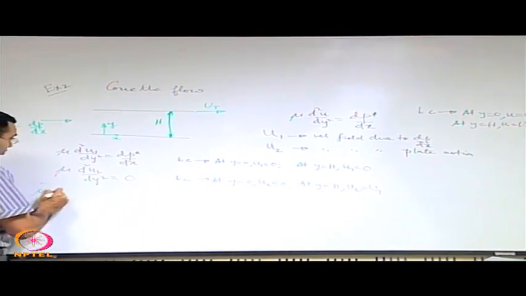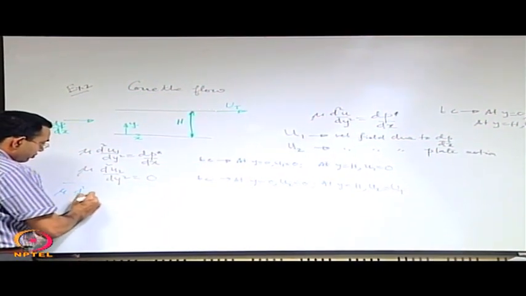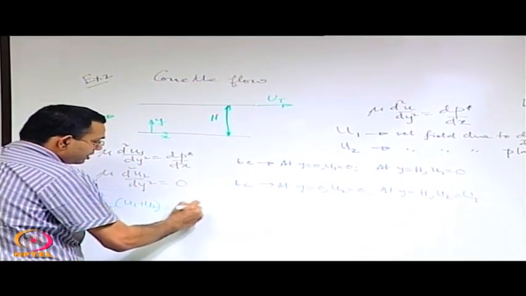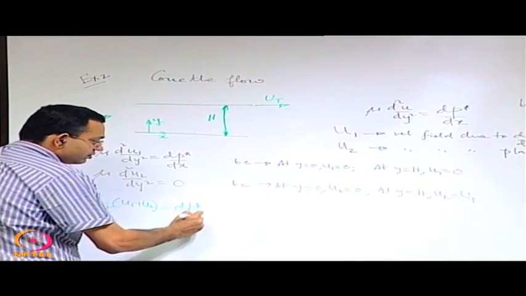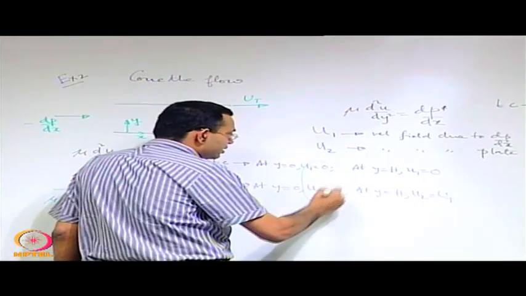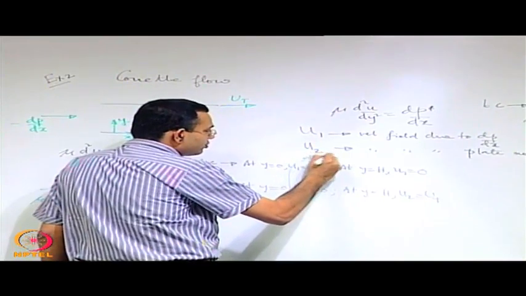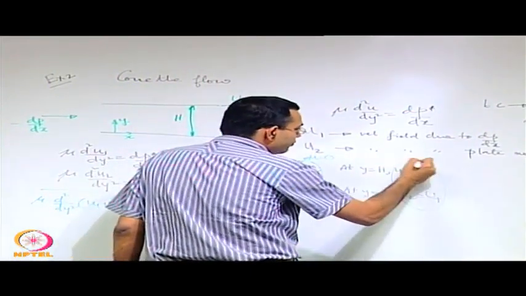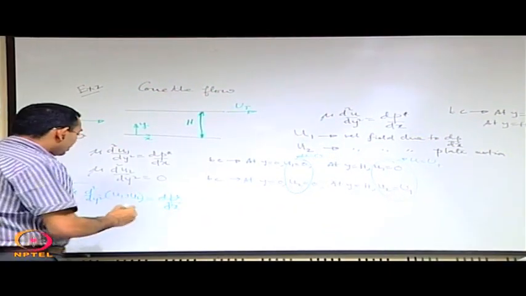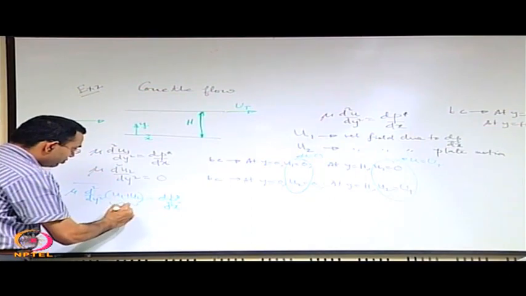If you just add these two equations, you will get mu d2/dy2 of (u1 plus u2) is equal to dp*/dx. And if you add these two effects, it makes u equal to 0 at the bottom. If you add these two effects, it makes u equal to ut at the top. So u is nothing but u1 plus u2.